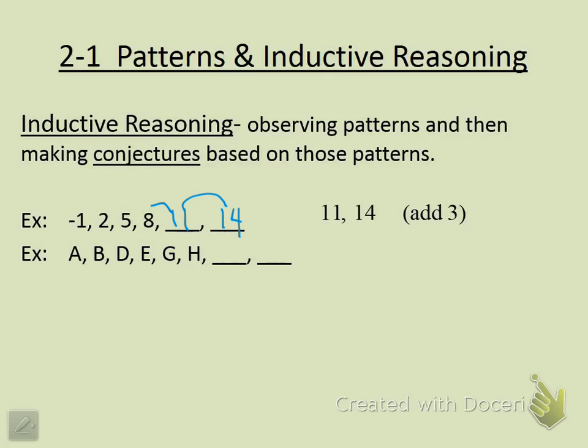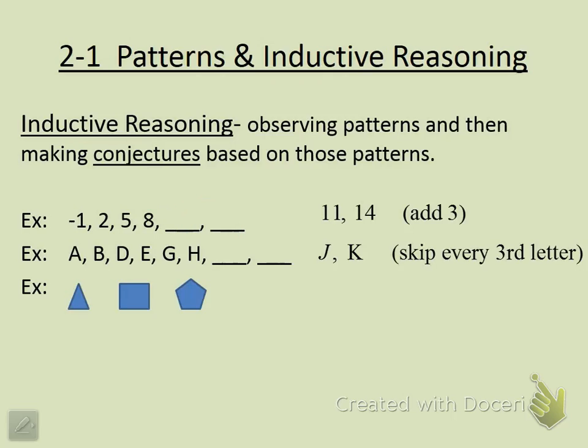The next one here, we have A, B, D, E, G, H. It looks like we're skipping something. We're skipping every third letter. So our next ones are going to be J and K, because we need to skip the third letter. Our next example, it looks like we have 3 sides, 4 sides, 5 sides. So the next two are probably going to be a 6-sided figure and a 7-sided figure.